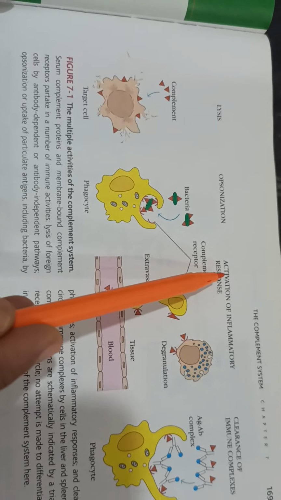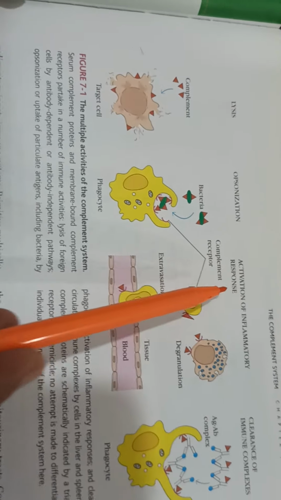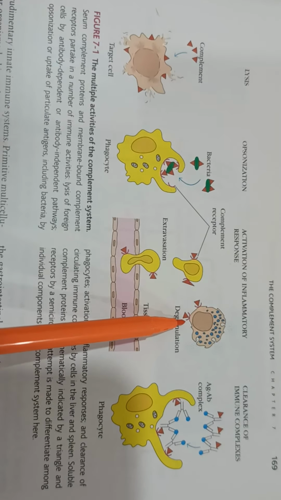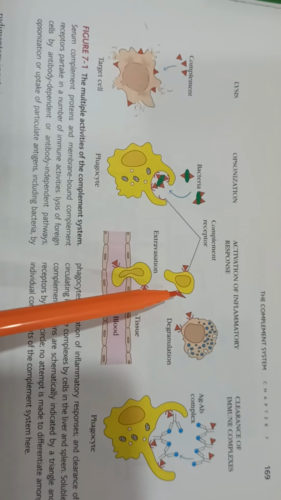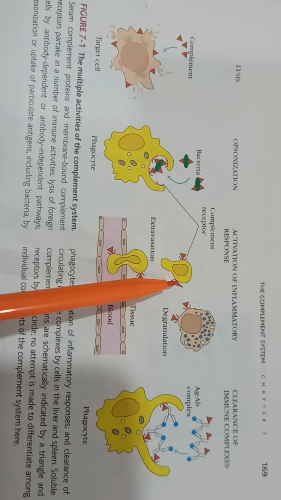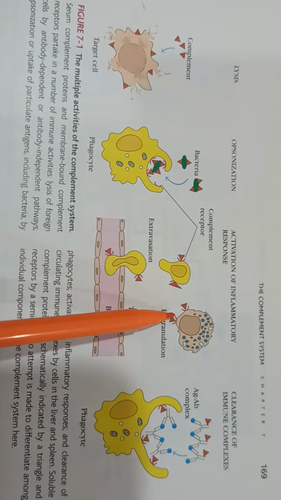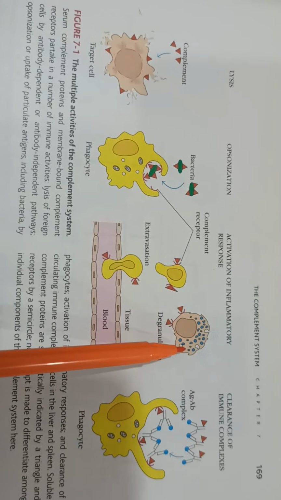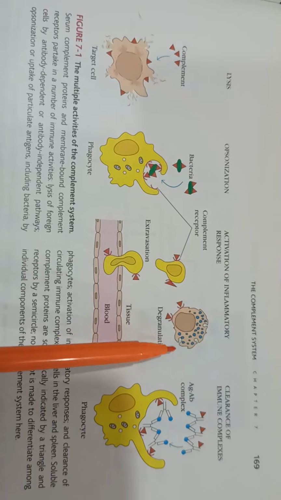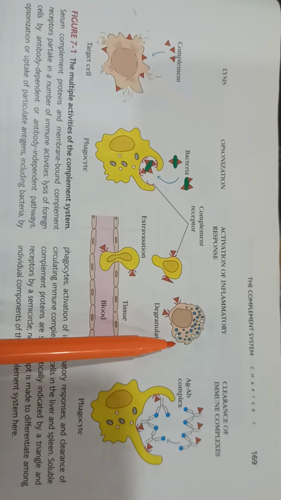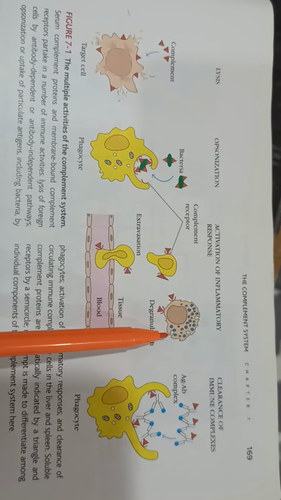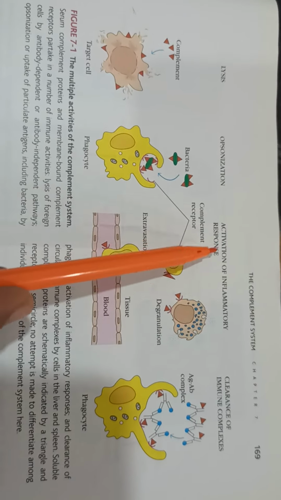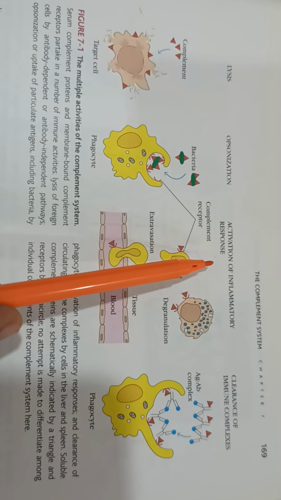The third function is activation of the inflammatory response. So this is a mast cell. On the mast cell there are receptors for complement binding. So the complement which has bound to the antigen, or simply the complement, can bind to the mast cell, and it can cause degranulation. We know that the granular contents released by the mast cell are responsible for the inflammatory response. So in this way, complement can do its third function, activation of the inflammatory response.